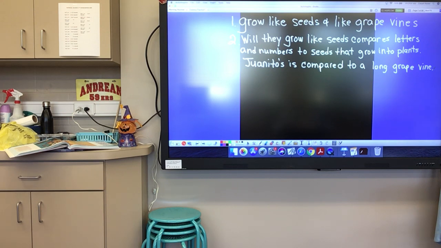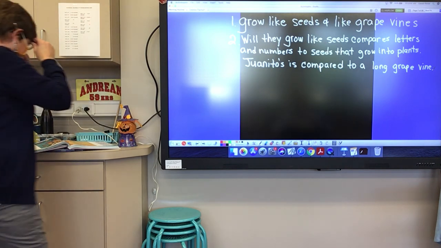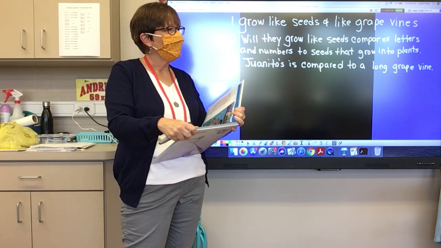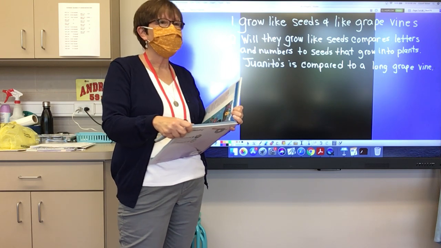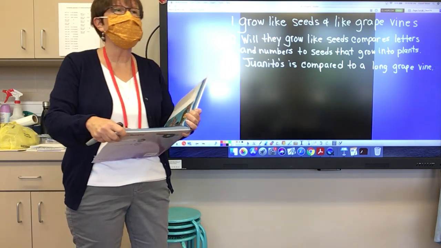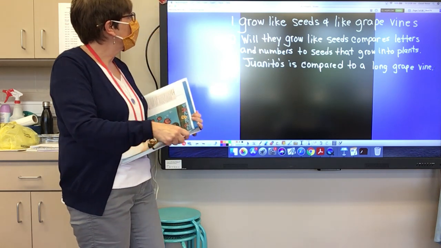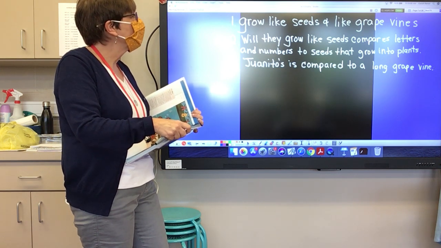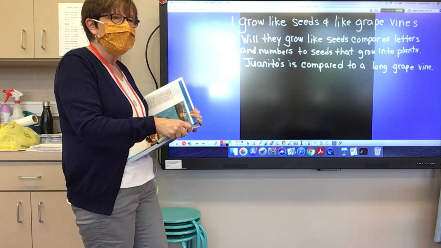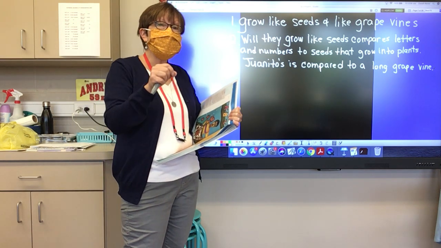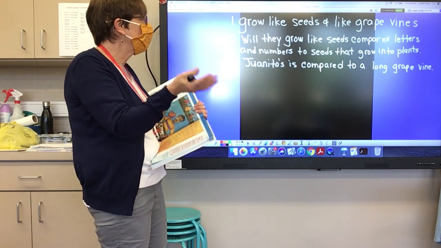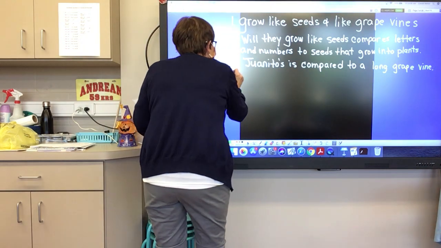Yes, Thomas. You need to hurry though, okay? And make sure you check for others. So we're comparing letters and numbers to seeds that grow into plants. Because you start with these separate little seeds and numbers, and then they grow into something, the plant, they grow into words. And then we have Juanito's voice, which is compared to a long grapevine.